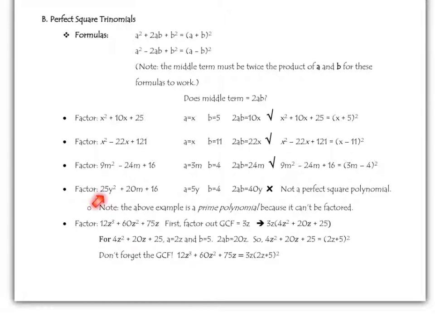And this one, we have 5y, all of that squared, and 4 squared. 2 times 5y times 4 gives us 40y. But our middle term is 20y. So it won't work because it should have said 40y. So it's not a perfect square trinomial, and I'm going to change this to y. Okay, so we can't use that formula. And since it isn't a perfect square trinomial, even though this is a perfect square and this is a perfect square, it's going to be a prime polynomial.